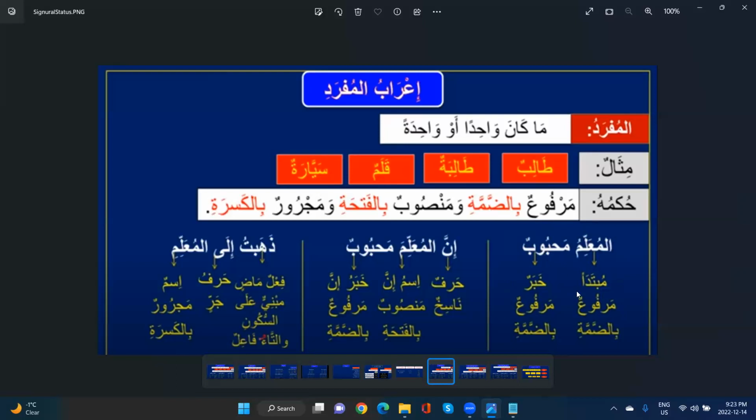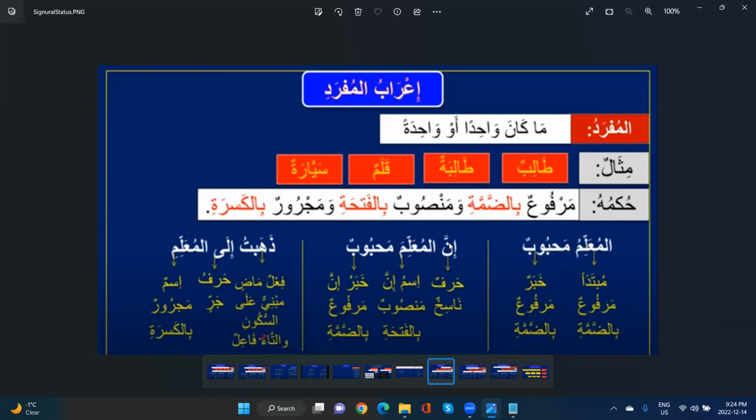Do mubtada and khabar belong to the marfu'at table? Yes. And we know that it is marfu with dhamma. Agree? Because it is wahid, and wahid is marfu with dhamma, bid-dammati, because there is a dhamma here.